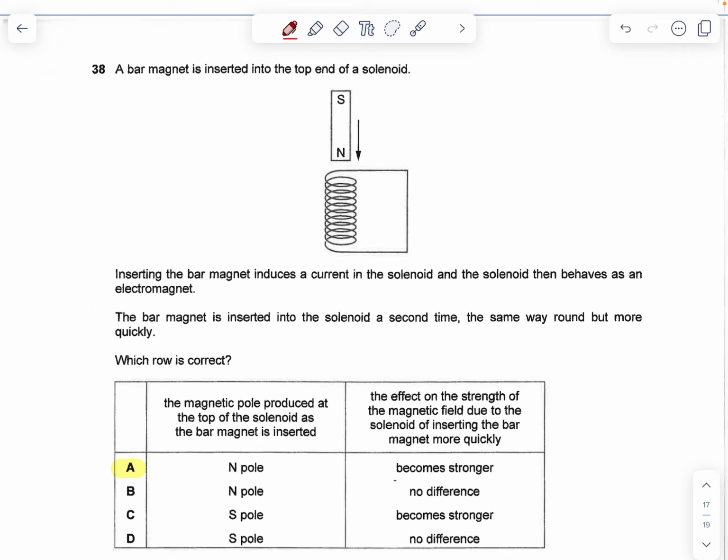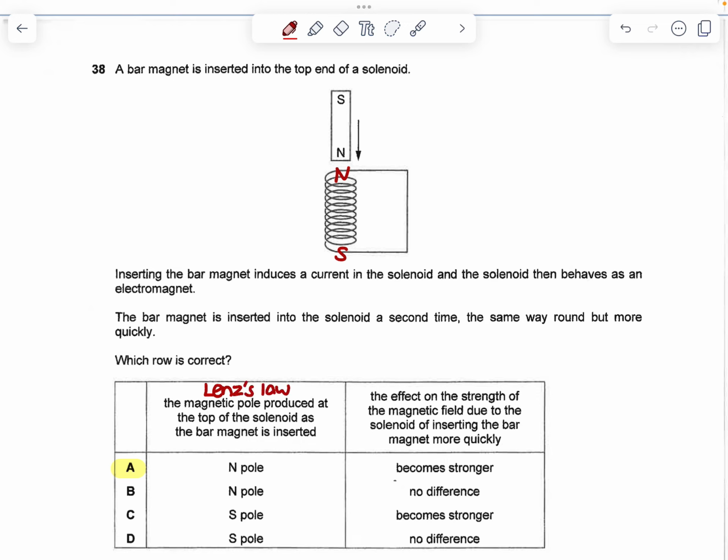Question 38. A bar magnet is inserted into the top end of a solenoid. Inserting the bar magnet induces a current in the solenoid, and the solenoid behaves as an electromagnet. The bar magnet is inserted into the solenoid a second time, the same way round, meaning the north going downwards, but more quickly, so increase the speed. Which row is correct? The magnetic pole produced at the top of the solenoid as the bar is inserted should definitely be a north pole. The south pole at the bottom is to resist the change in the magnetic flux linkage. And this direction is actually due to Lenz's law.